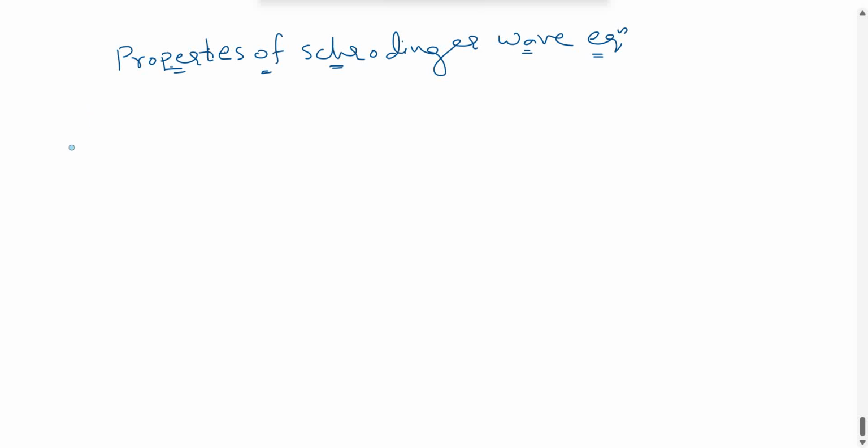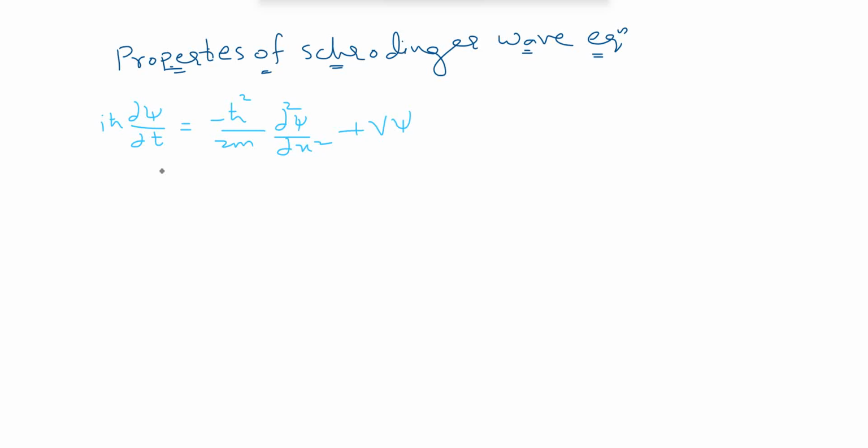Welcome. In this lecture, let us know the properties of the Schrodinger wave equation and its solutions. So the first property: we know that the Schrodinger wave equation is iħ ∂ψ/∂t equals minus ħ²/2m ∂²ψ/∂x². Let's just take it for one dimension, only to understand.